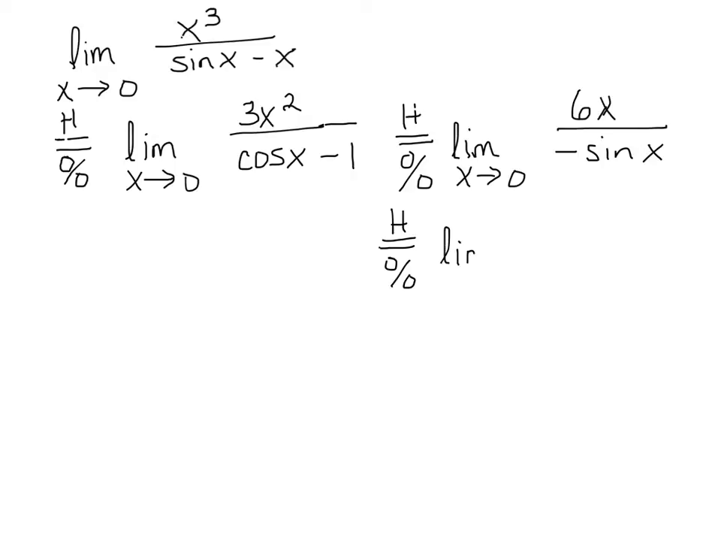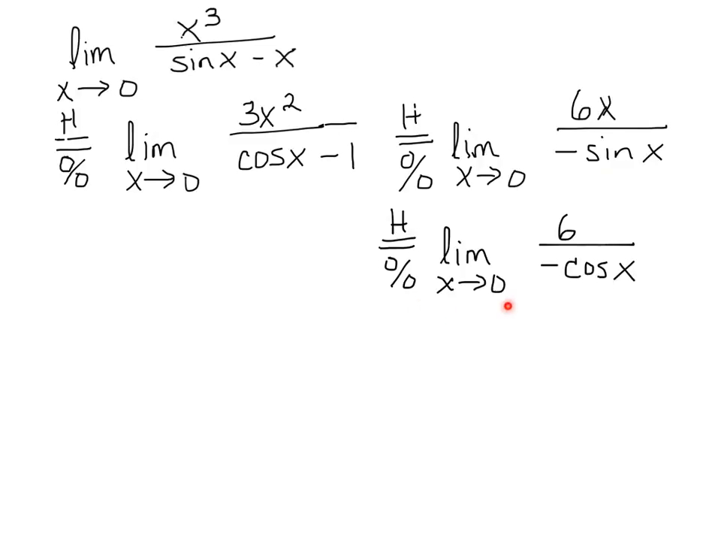And we have the limit as x approaches 0 of 6 over negative cosine of x. And hopefully we won't have to do it much more, but let's see. So as x approaches 0, note that we know we don't have to do it anymore, for one, because our numerator is 6, so we won't have an indeterminate form.